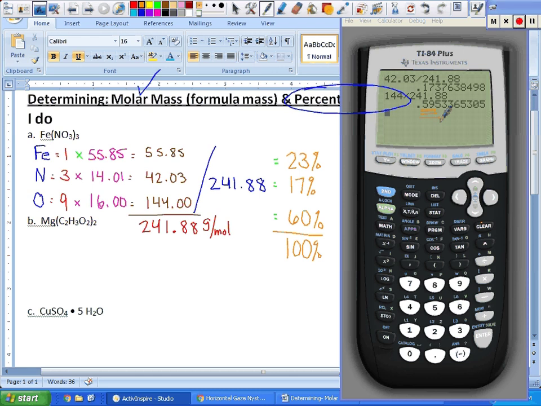So is this easy? There's really nothing hard about it other than getting your unit right and making sure you put the right mass down.